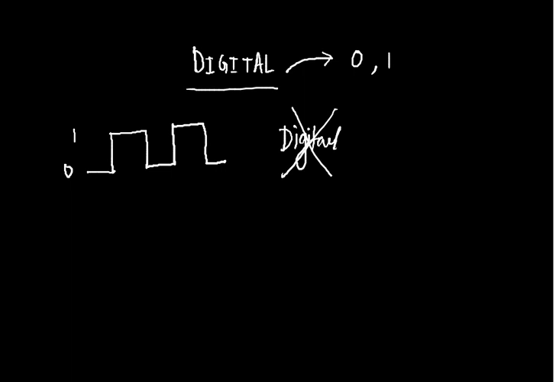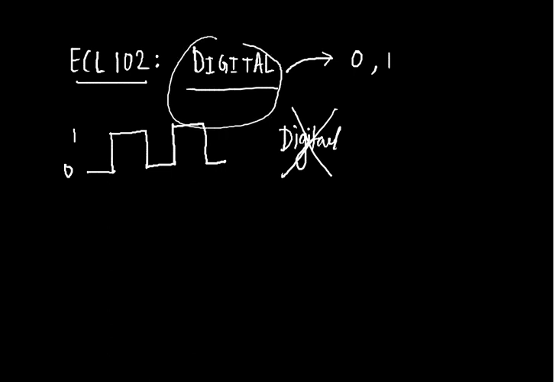There are some subtle points, there are certain gaps, as I said, which you should be very clear about. First thing, let me introduce this course. We all are learning ECL 102 Digital Electronics, okay. So we are focusing on this digital world. This digital, when we say, is related to signal, first off.